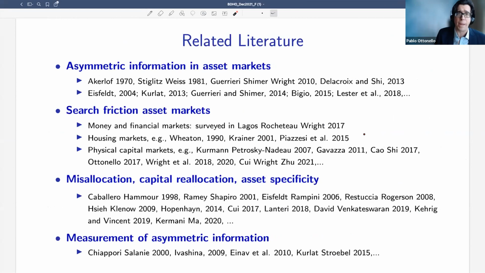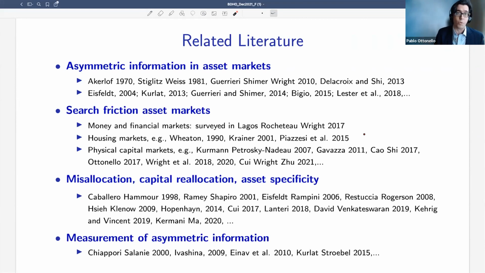Okay, so our paper is related to several strands of the literature to which everyone in this room has contributed. To give you a panoramic overview, our model builds on the literature on asymmetric information in asset markets, and also the literature on search frictions in asset markets. Our main contribution is to show how using this micro-level evidence can inform the aggregate effects of asymmetric information, in particular the interaction between asymmetric information and search frictions in capital markets.